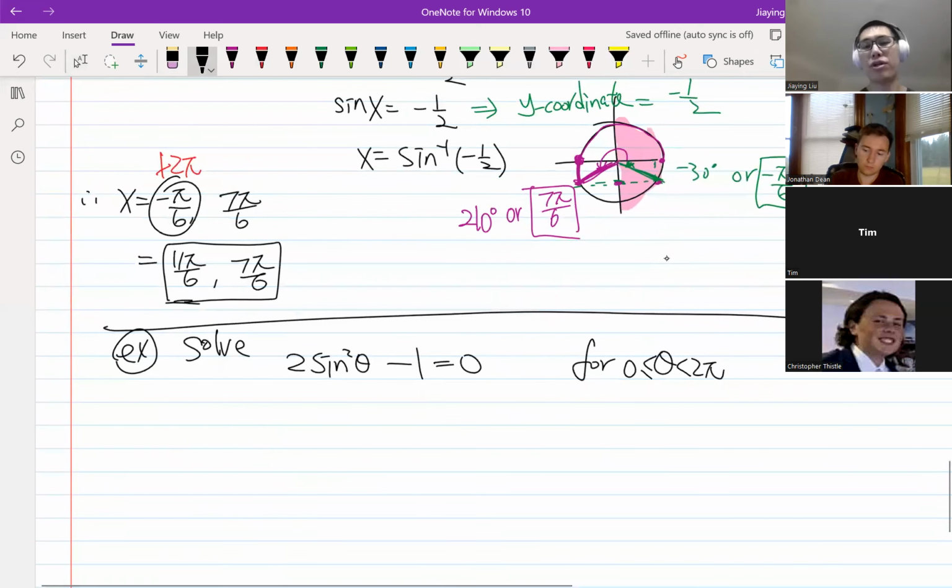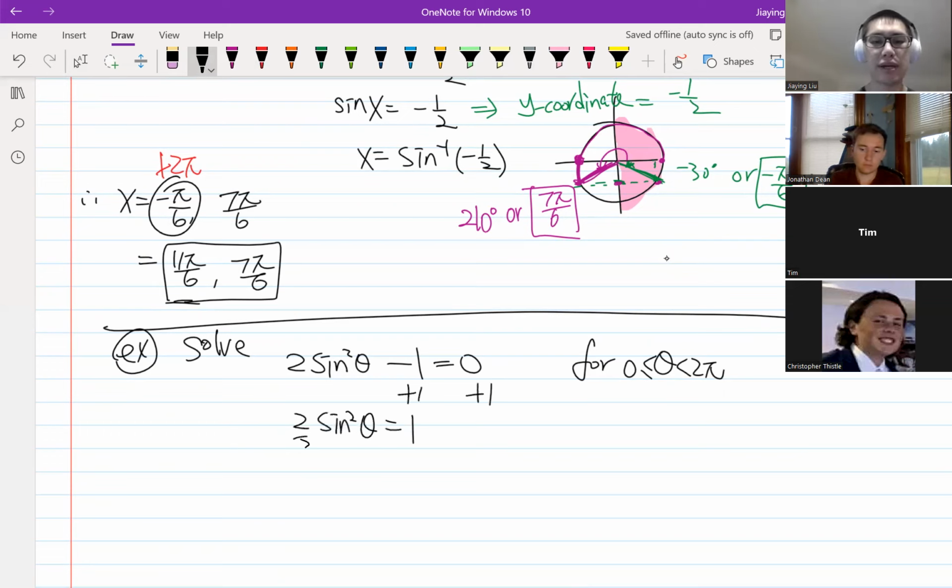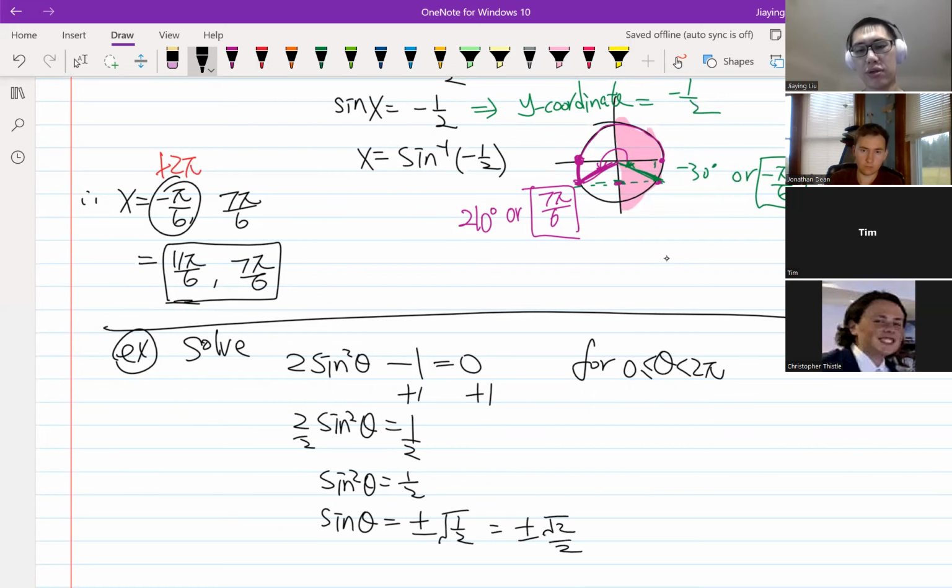So by looking at it, if we want to find theta, we have to isolate sine squared theta first. So add 1 on both sides, and we're going to divide by 2. So we get 2 sine squared theta equals 1, divided by 2, so sine squared theta equals 1/2. Now we have a square equals 1/2, so we have to take the square root. So sine theta equals plus or minus the square root of 1/2. And if you remember, the square root of 1/2 is the same thing as √2/2. So we get plus or minus √2/2.